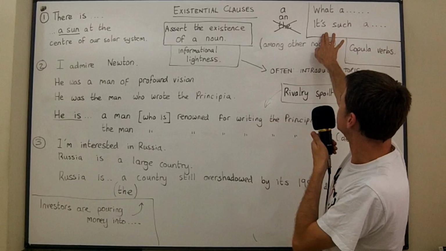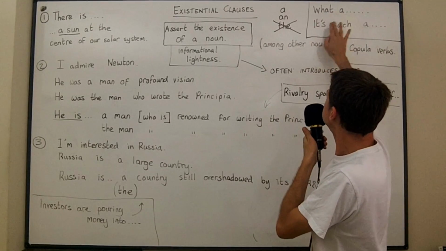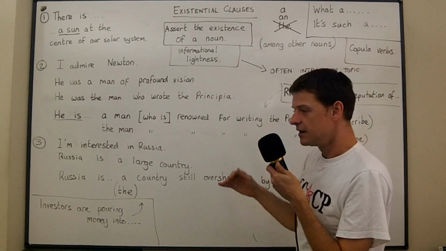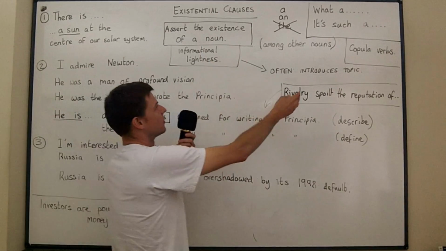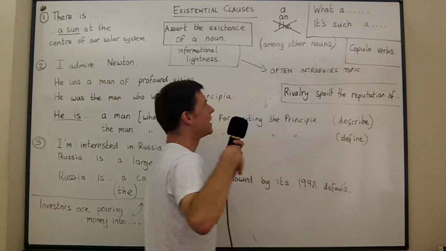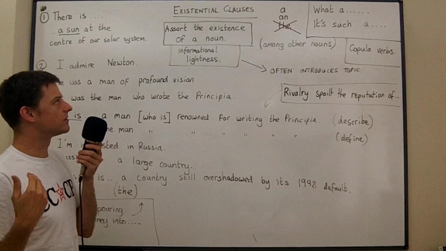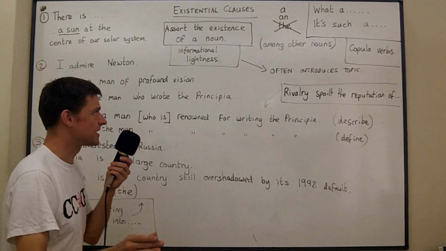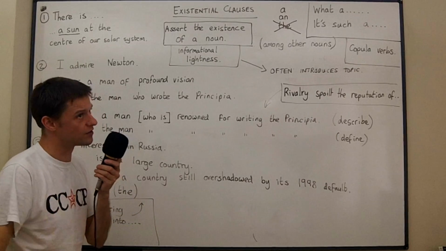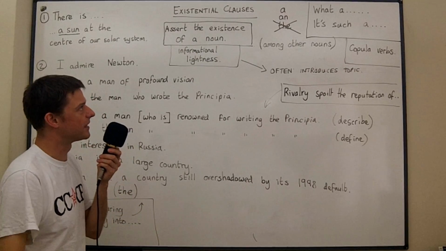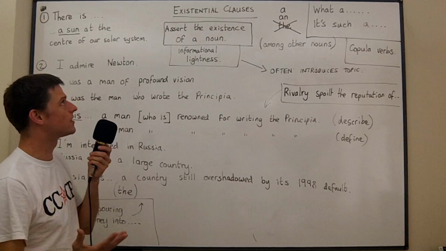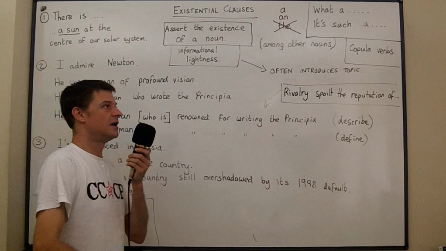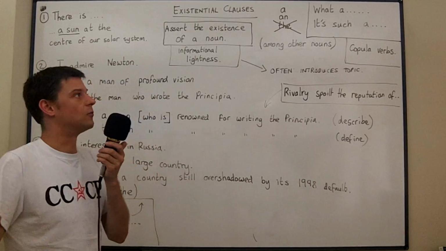So a couple of other existential clauses first. What and it's such a. These two really do assert the existence of the noun which follows. And you'll never say what the, well, in some set phrases you might say what the devil, or something like that, but that's very rare. Normally you'd say what an amazing day, or what a wonderful time, or what a happy wedding, whatever.